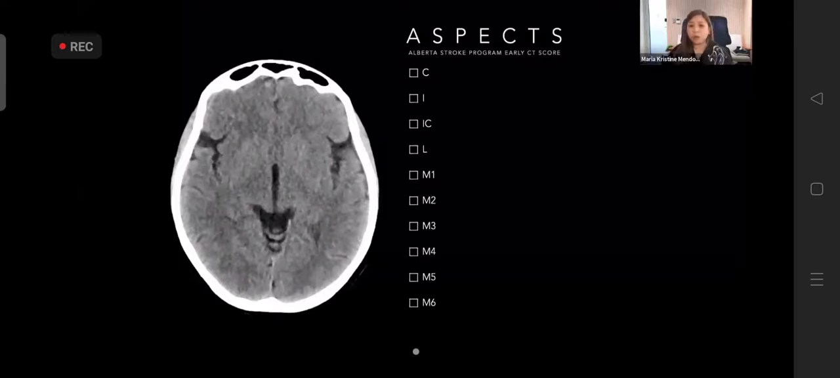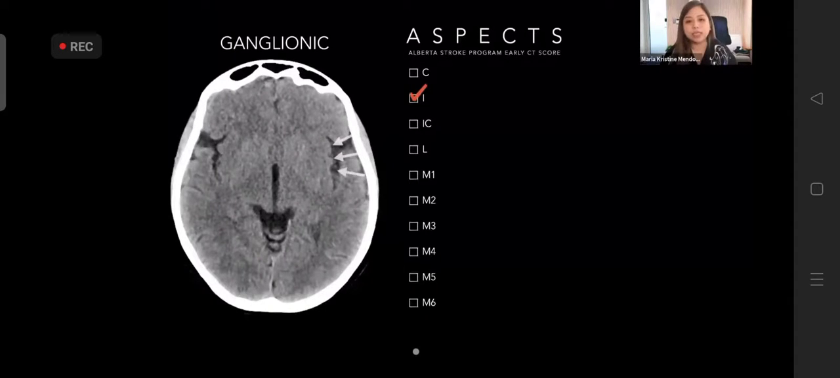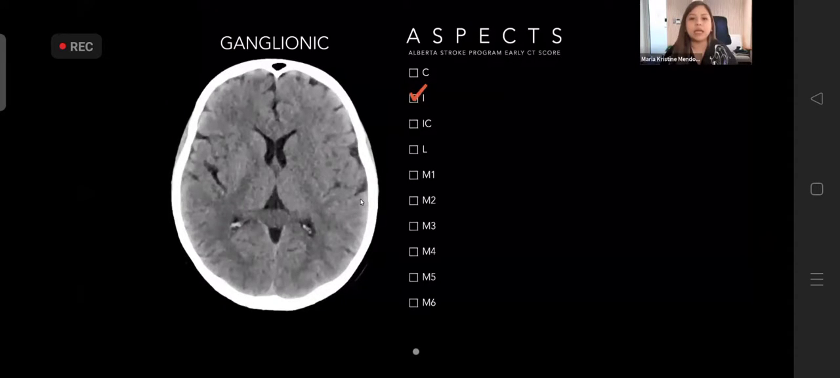So just to give you an example of how we do aspects, this is a particular axial cut of the brain in the level of the basal ganglia. Okay, so the ganglionic level. Here we can see the loss of insular ribbon sign on the left side. And there's also the obscuration of the lentiform nucleus sign, also on the left side, because the involved territory would be the left MCA.